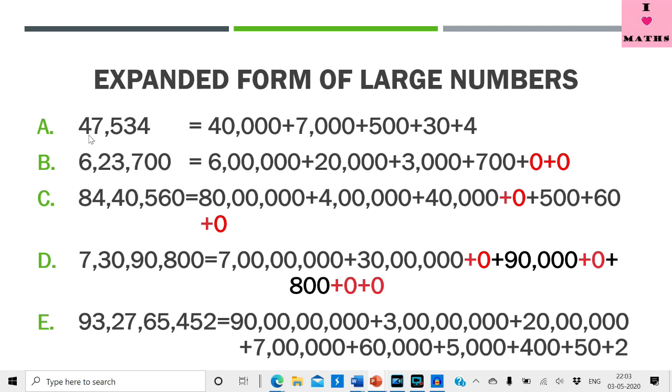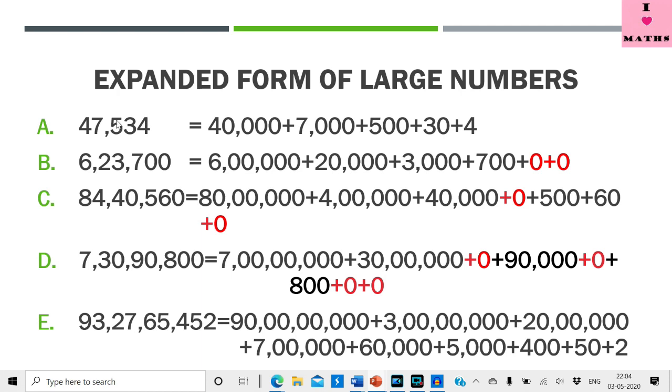When you have to write the expanded form, you write the very first non-zero digit, like 4 is the non-zero digit, and behind 4, those many zeros will come as there are digits after it in the number: 1, 2, 3, 4. Since there are 4 digits after it, 4 zeros will come at the back. 1, 2, 3, 4.